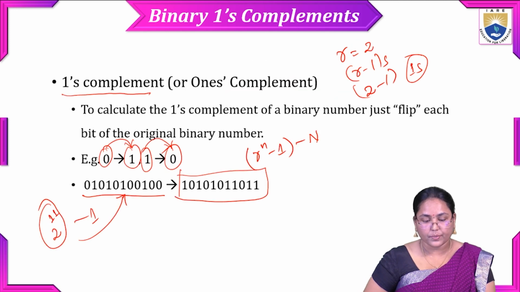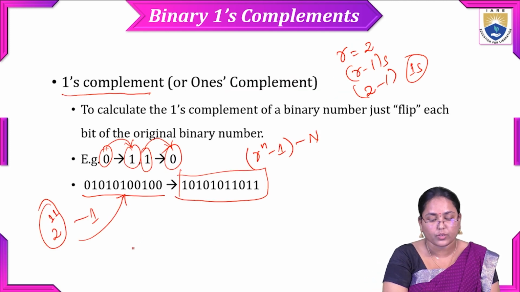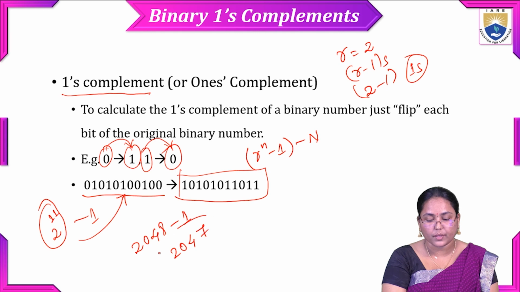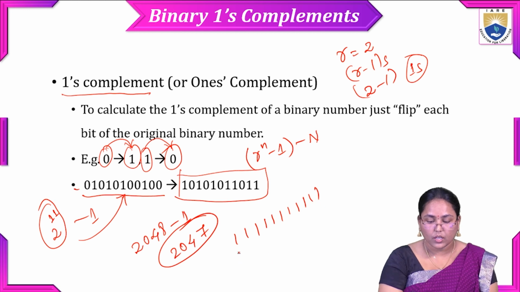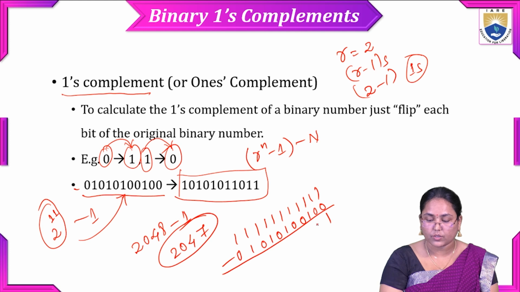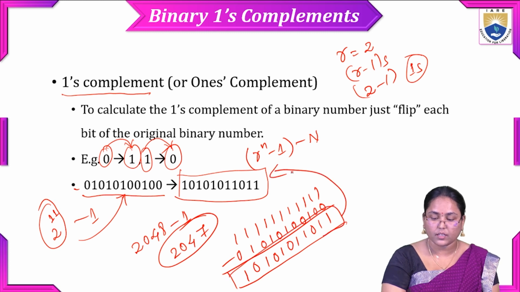Okay, here also in the previous slide, 2 to the power of 11, in the sense, what we need to do is 2048 minus 1. 2048 minus 1, in the sense, 2047 we will be getting. Okay, so with respect to that, the number I'll be getting is 11111111111 minus this number, 01010101100. So if I do the subtraction between these two, 1 minus 0 is 1, 1 minus 0 is 1, and so on, and the result is 10101011011. So the resultant is the same as this particular number, as you can see.